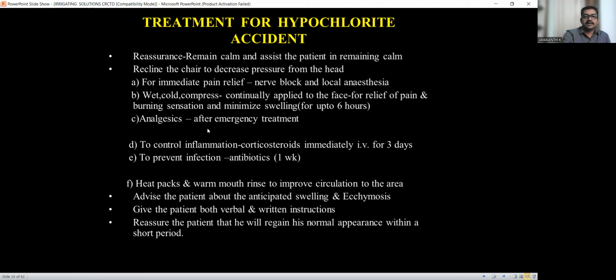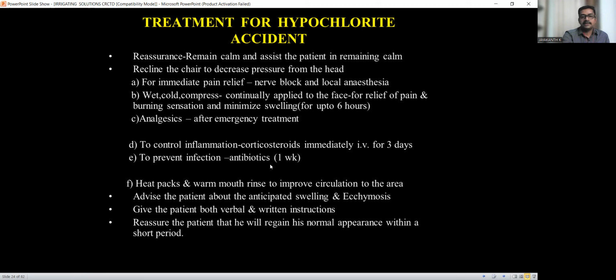Then analgesics after completing the emergency treatment. To control inflammation, you can give corticosteroids immediately IV for 3 days, and to prevent infection, antibiotics are prescribed for 1 week. Because when sodium hypochlorite has accidentally gone to the periapical area, it can damage the periapical tissues and it can result in a tissue necrosis.